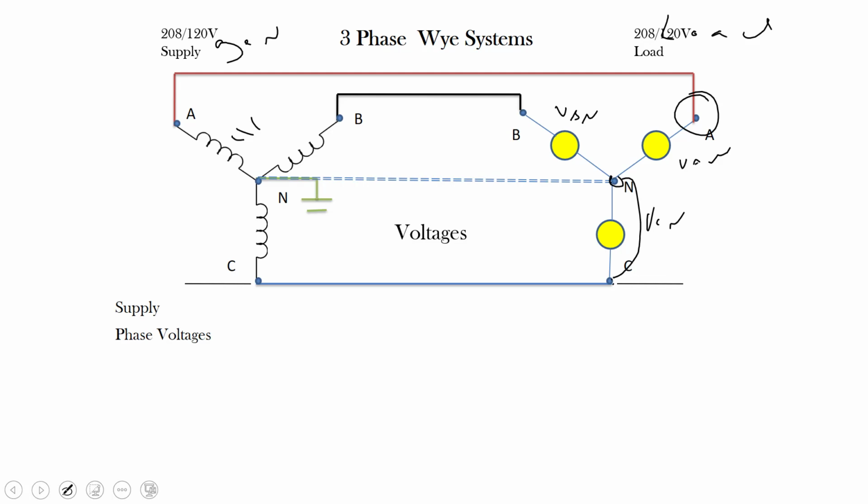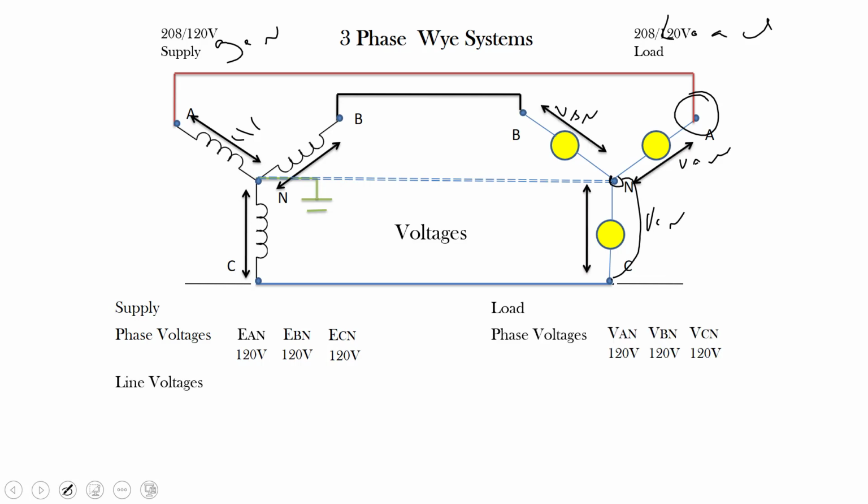So supply, your phase voltage is EA to N. It generates 120 in this example. B to N is 120. C to N is 120 on all three of these coils. And we'd say the load phase voltage is VA to N 120. We'd see a volt drop across there with our meter of 120, and VB to N 120 volt, and VC to N 120.